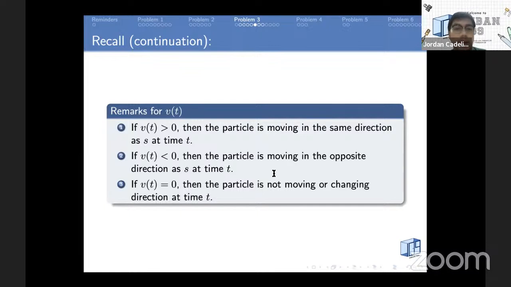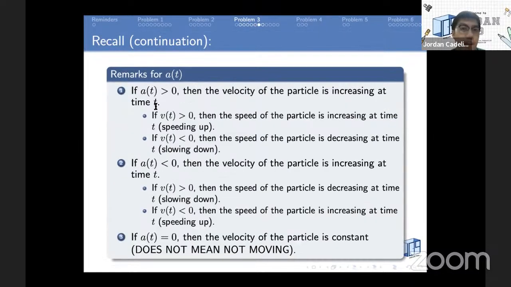So meron din tayong remark for acceleration. So if a of t is greater than 0, then the velocity of the particle is increasing at time t. So meron tayong two things to check. So kung greater than 0 ang ating velocity, then yung speed ng particle is increasing at time t. So kunwari isipin mo, parang isang kotse na mabilis na, tapos bumibilis pa lalo kasi nag-change ang acceleration. Then if yung velocity is less than 0, then yung speed of the particle is decreasing at time t. So kunwari meron kang speed ng isang kotse, tapos parang bumabagal siya. Yun yung isipin niyo sa slowing down.